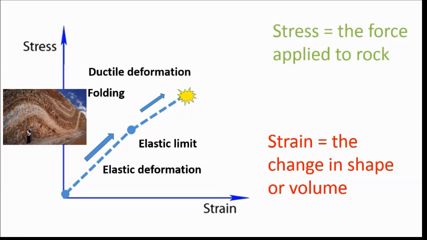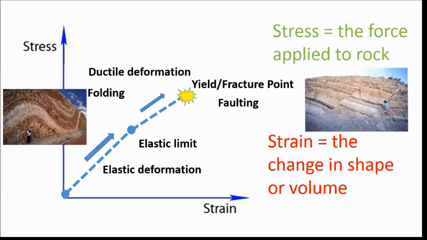Beyond this point, as we saw in the last video, the rock can't bend anymore, so it will snap, which we call the yield or fracture point, and we know that as faulting. There's some examples of some faulting in Norway.